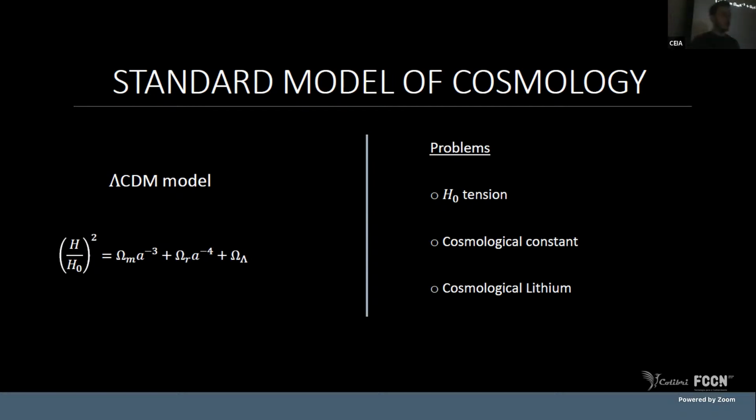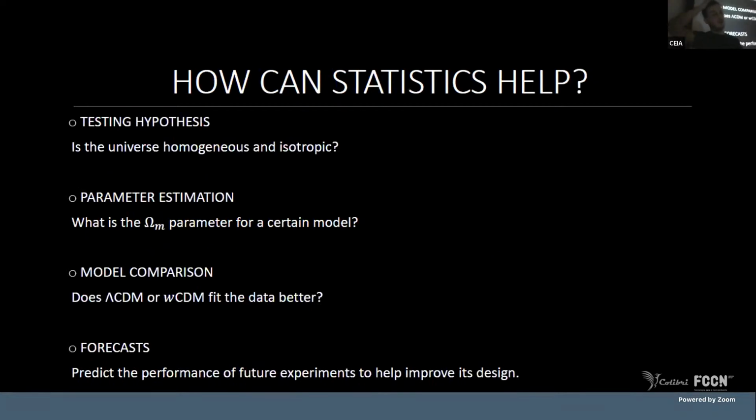So we have some problems with this model, and we want to go beyond. One way of solving some of these problems is to look at other models. But you might wonder, how can statistics help in astrophysics? For example, we might be interested in testing a hypothesis. You might wonder, is the universe homogeneous? Is the universe isotropic? If you're curious enough, you learn some statistical methods and you can apply them. You have to take averages of quantities, and you can try to falsify or verify this hypothesis.